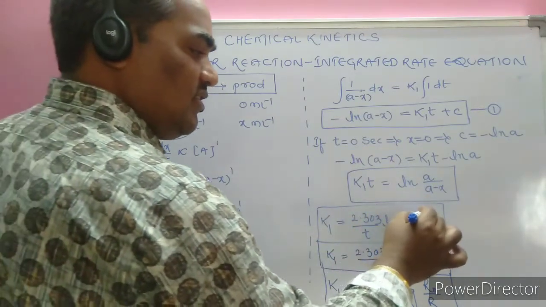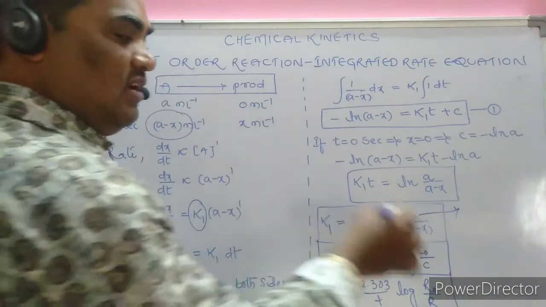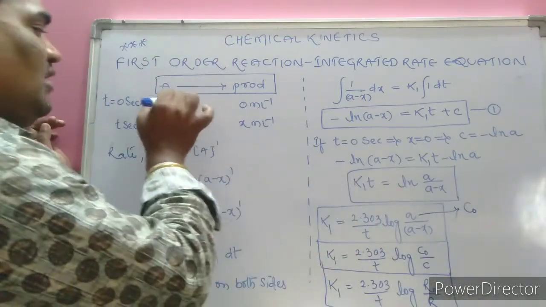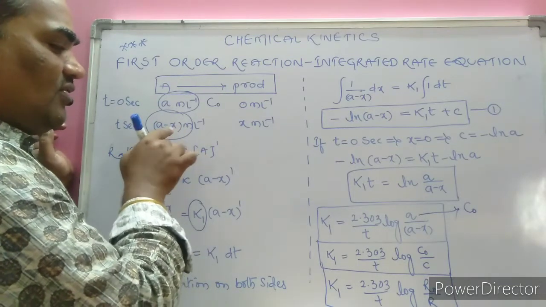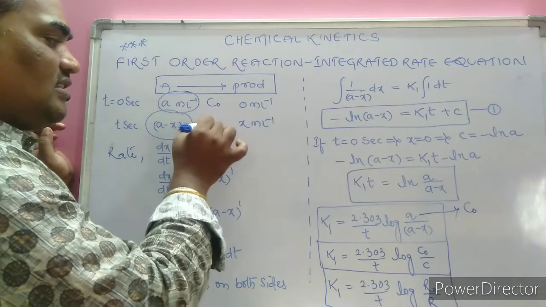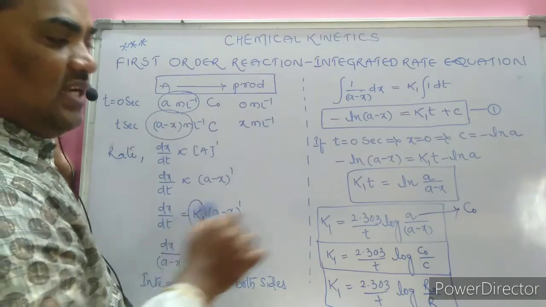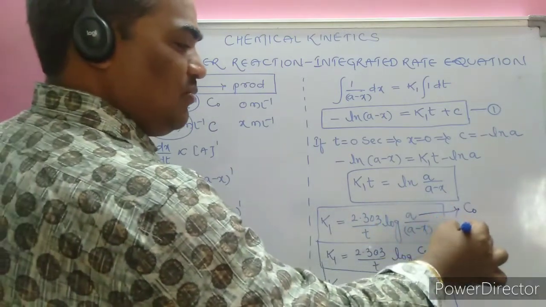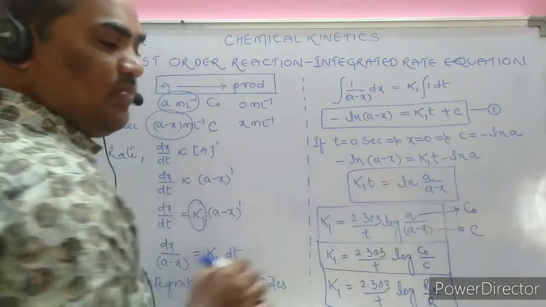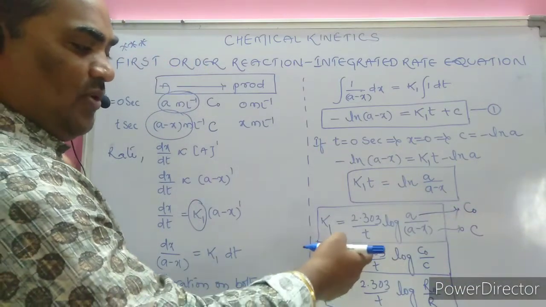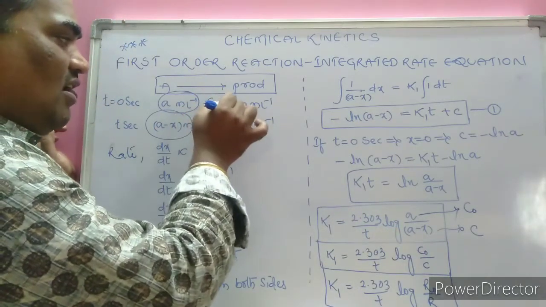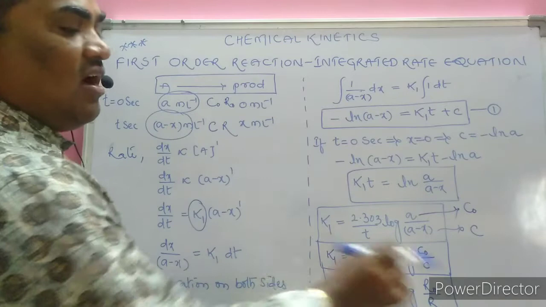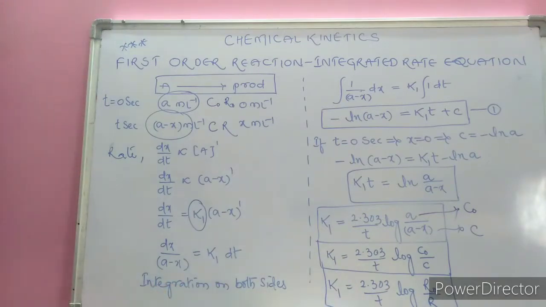If the initial concentration in some books is not given as a, it is given as C naught. After t interval of time, the left concentration of the reactant is given as C, or sometimes Ct. That is, a minus x is replaced by C and a is replaced by C naught. And K1 is equal to 2.303 by t log C naught by C. In some books it is given as R naught and R, that is R naught by R. Whatever the book, the formula is the same.